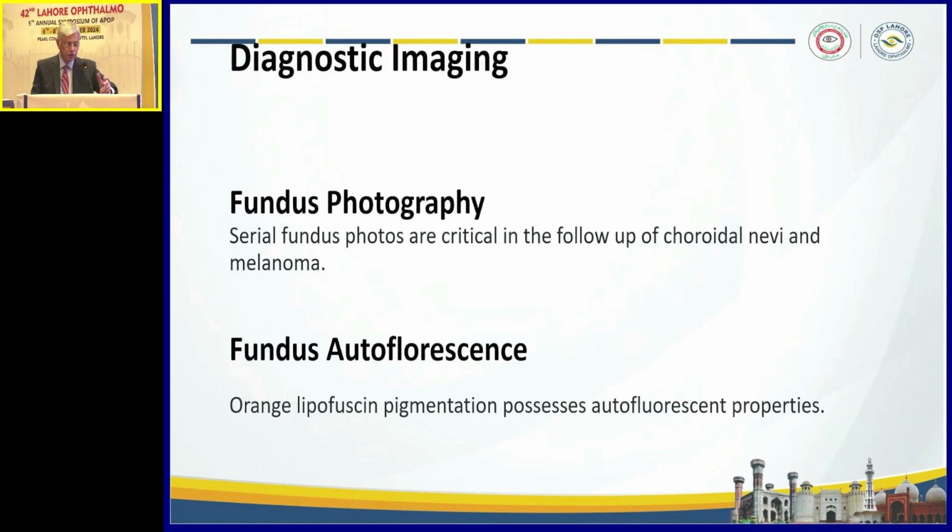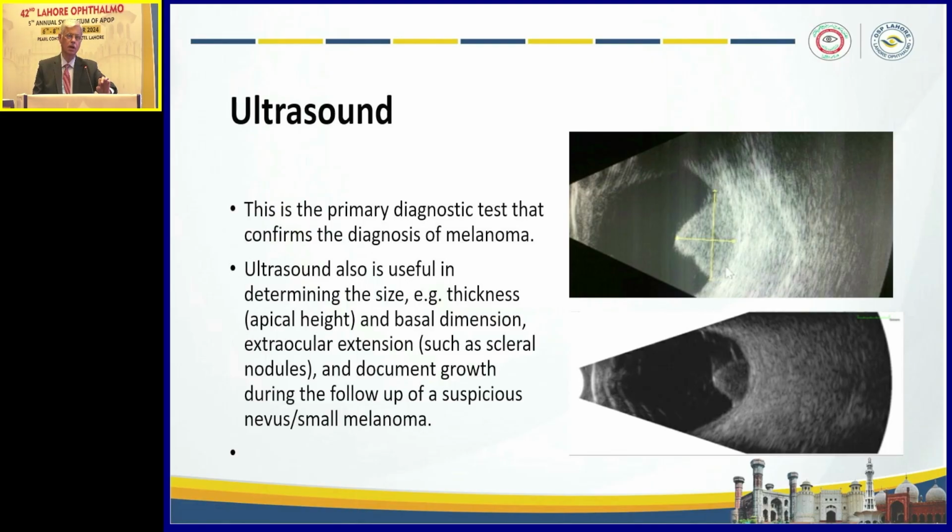Diagnostic imaging: we go for fundus photography. Serial fundus photos are critical in the follow-up of choroidal nevi and melanoma to decide whether the lesion is increasing in size or there is a chance of malignancy or not. Then fundus autofluorescence. Ultrasound is our main parameter, and on it we depend to decide what type of management we are going to go for this particular patient, whether we are going to observe, go to local resection, go for enucleation, or any other.